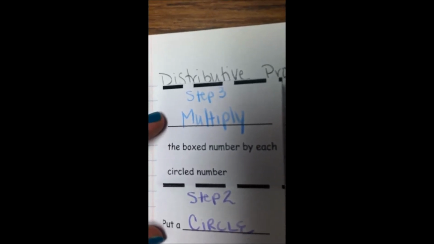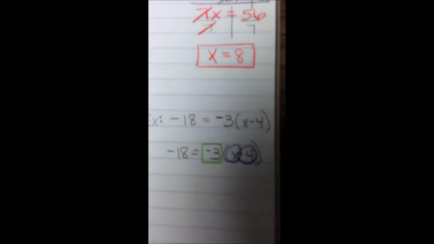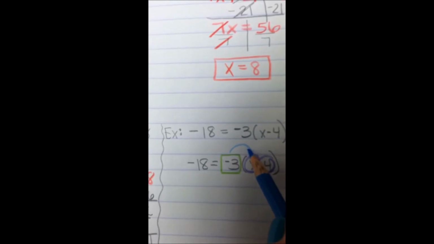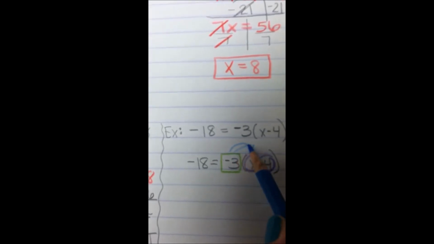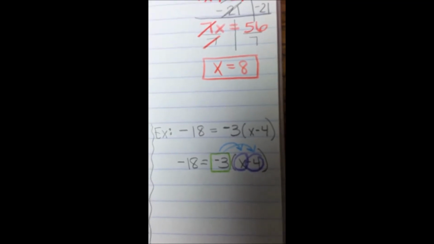Okay, step 3 is to multiply the boxed number by each of the circled numbers. I'm going to come over here, and I like doing this part. You get to make your little arrows. Negative 3 times the x, and negative 3 times negative 4. Okay.